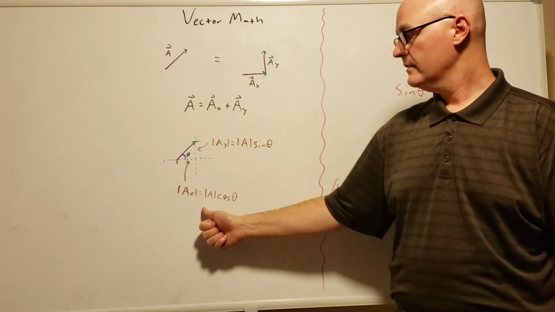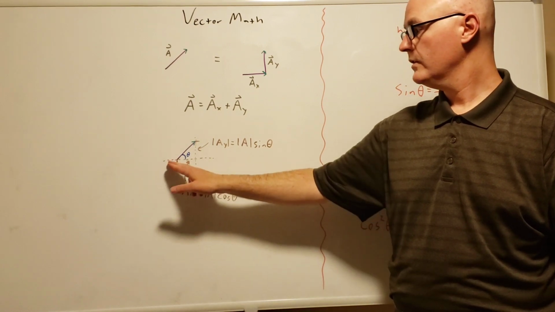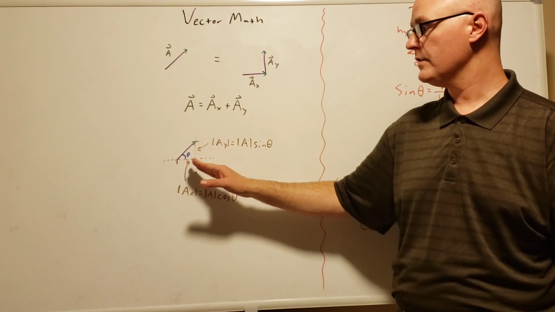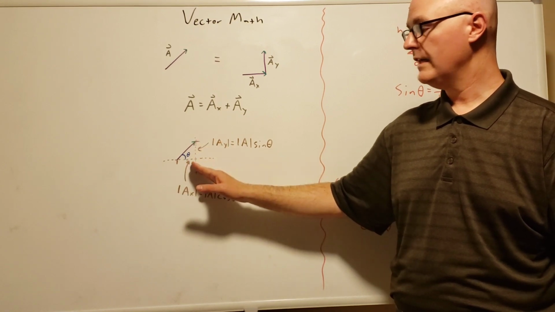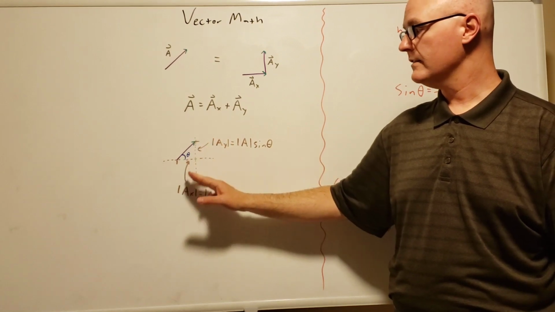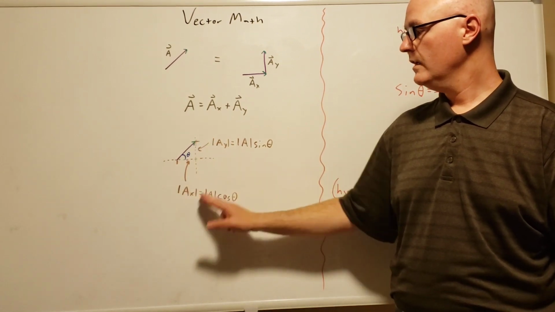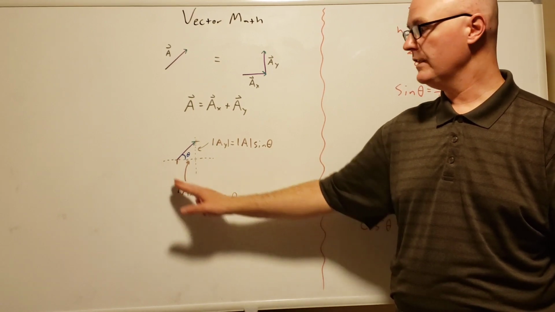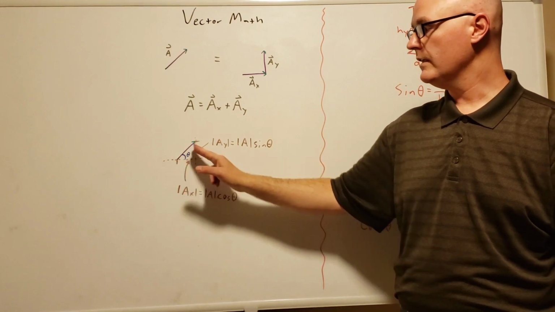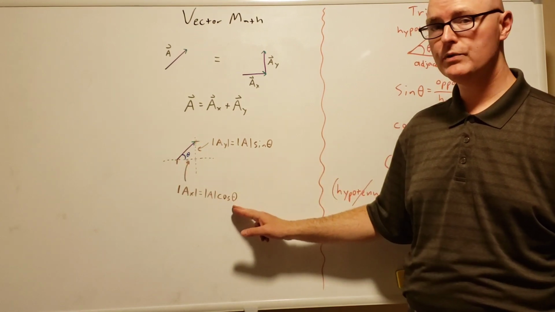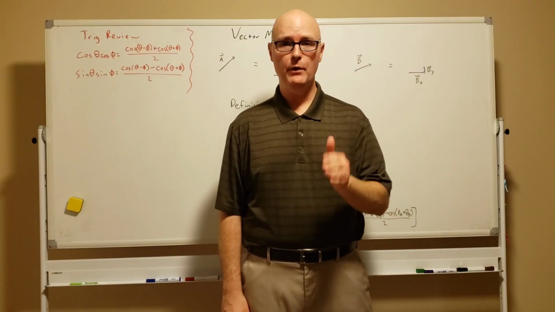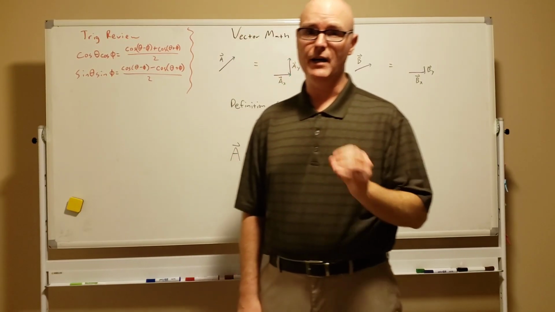The x side is the cosine relationship. So if I want the component of the x side, or the projection of the vector on the x-axis, or the shadow of the vector on the x-axis, the magnitude of the x component is equal to the magnitude of the vector multiplied by the cosine of the angle. Now that we know a little bit about component vectors, let's talk about something called a dot product.